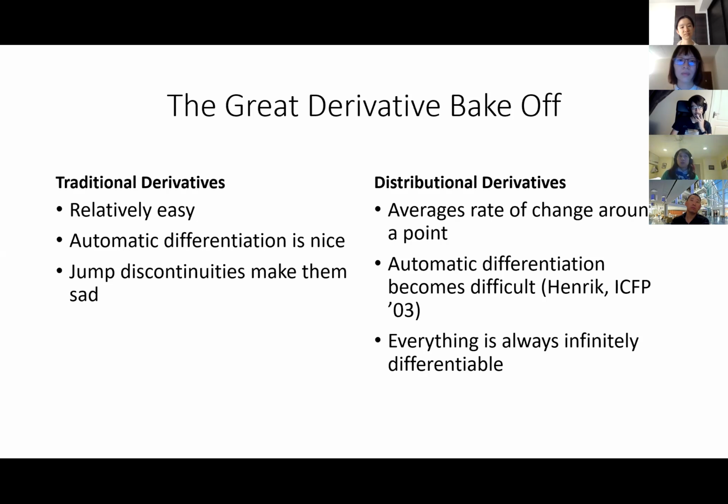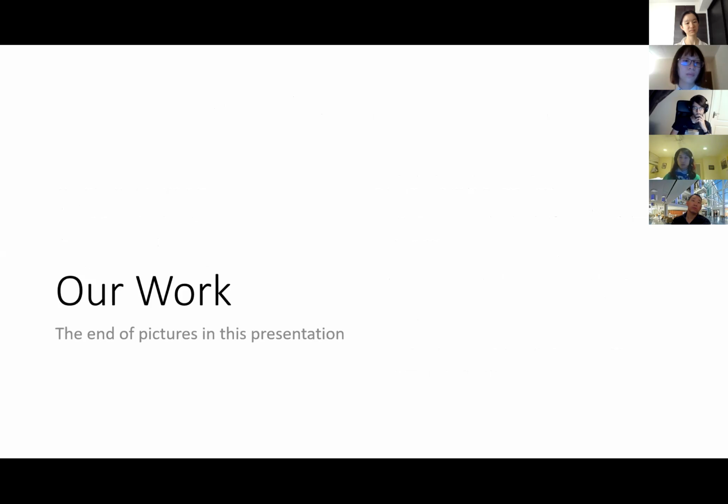Automatic differentiation also becomes hard. Nielsen, Henrik, and ICFP 2003 implemented a method of doing automatic differentiation using distribution theory, but there are limitations, such as there needing to be a finite number of discontinuities, and you need to know where they are. But the upside is that everything is differentiable, and we'll be able to use that in our work. So finally, we get to our work, and unfortunately, there's really no good way of presenting this visually because it's semantics, and it's very difficult to present semantics visually.